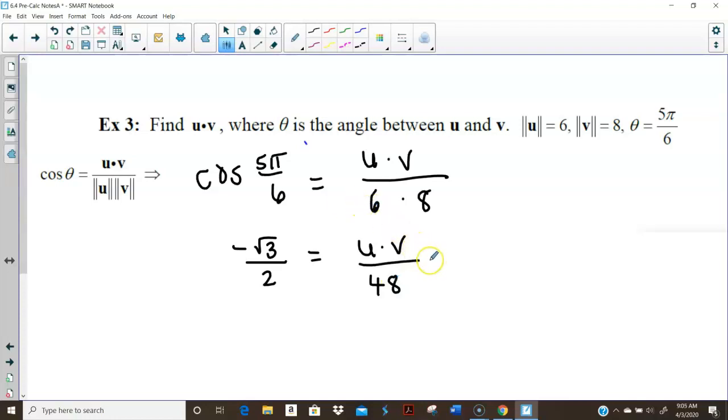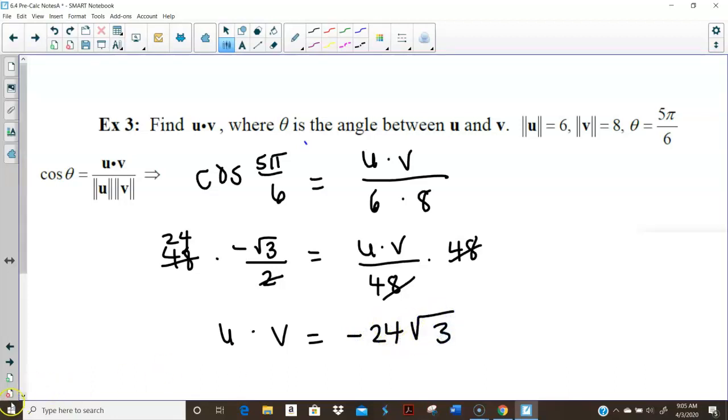So we'll multiply 48 to the other side. And so u dot v is going to equal, we can go ahead and simplify this. 2 goes into 48 24 times. And that's going to give us negative 24 square root of 3.